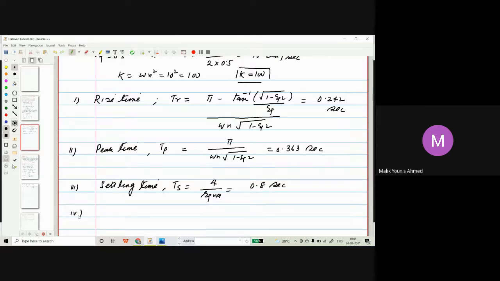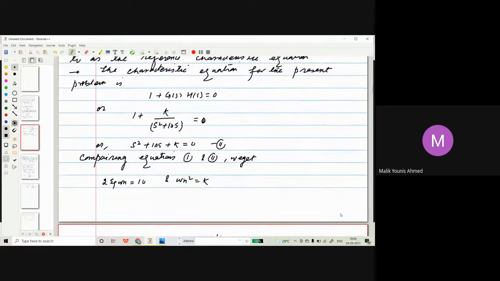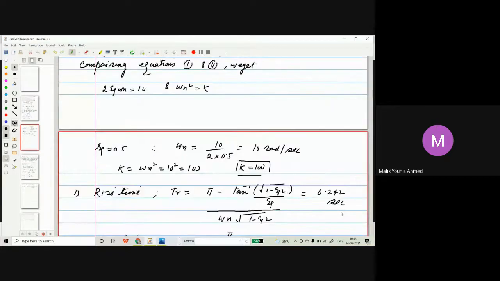And last we have percentage overshoot, or we also call it peak overshoot. Peak overshoot is MP, and that value is e raised to minus pi xi divided by under root of 1 minus xi square. If you want, multiply by 100 and you can get the value 0.163. Peak overshoot is 0.163, and that is 16.3% peak overshoot. So the characteristic equation has to be remembered, how to write this and then how to solve these numericals.